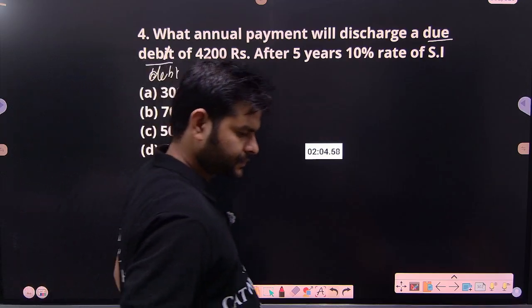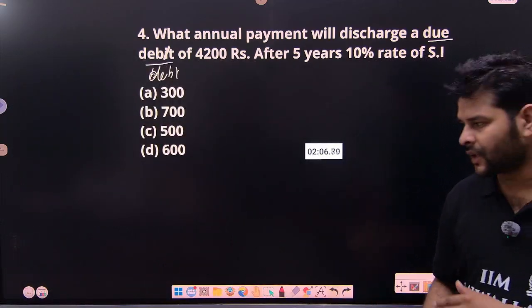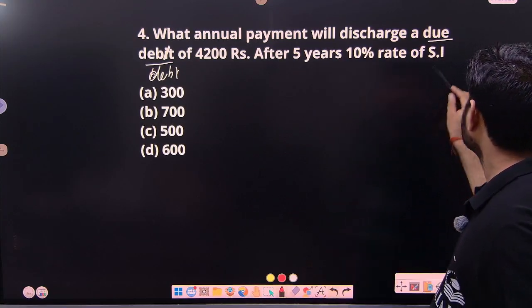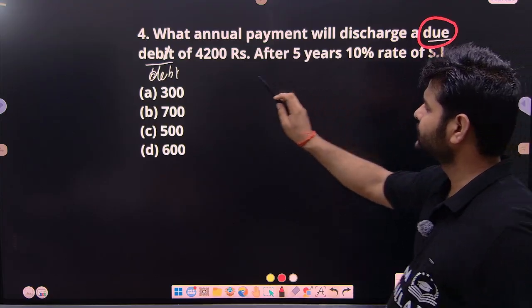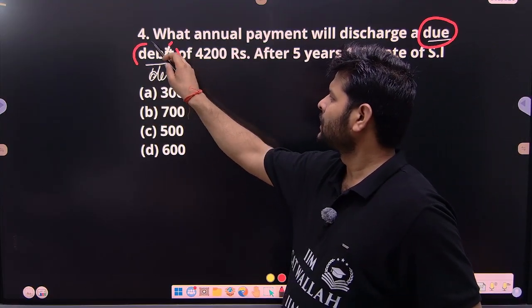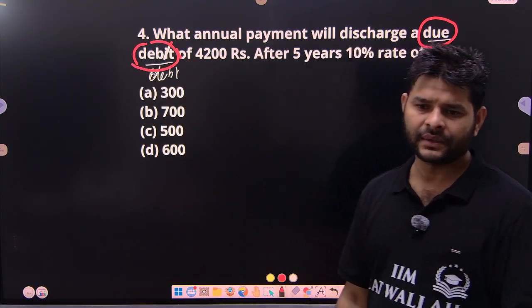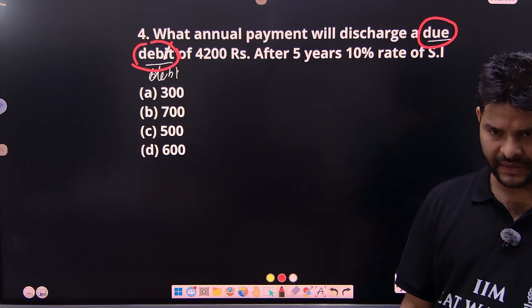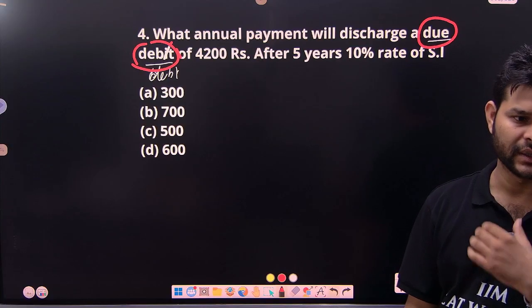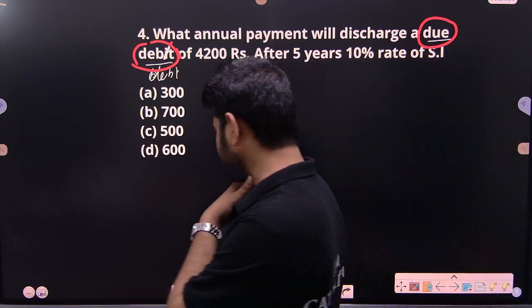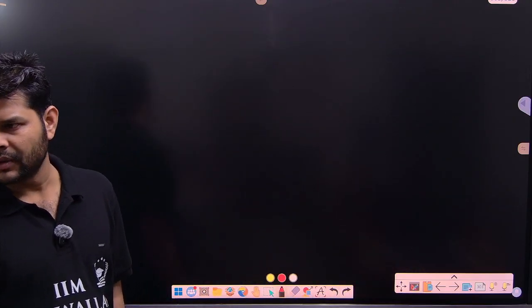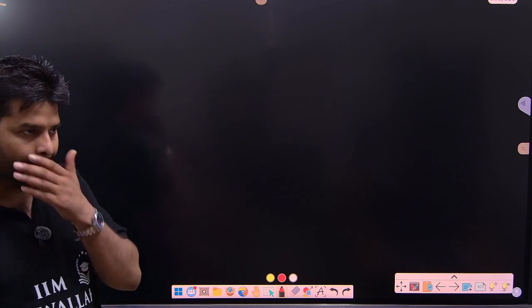Guys, let's take a look. So, a new term, due date. We haven't seen due date in the entire SI chapter till now, but a new term has been introduced, due date. So what is due date? We need to understand this important concept, the last concept of SI. Most of the questions are asked from here.